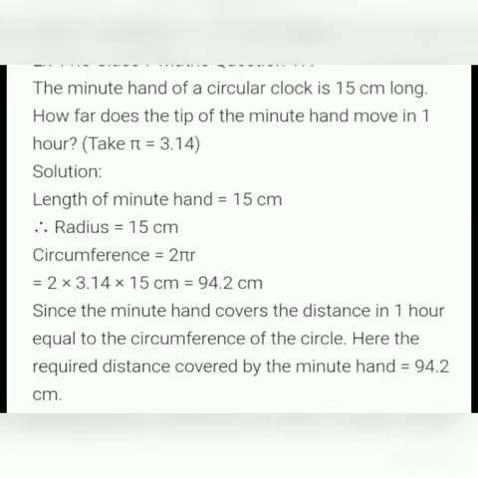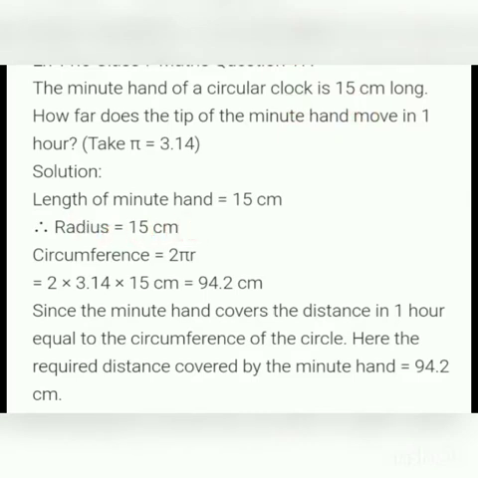So what is that distance? When the minute hand moves from 12 and reaches 12 again, it covers 1 hour, and that is the boundary distance of this clock. What is that? That is the circumference of the clock. So we have to find the circumference of the clock. The length of the minute hand is given. So considering the length of the minute hand as the radius, we can find the circumference of the clock. What is given? The minute hand is 15 centimeter long. So the radius is 15 centimeters.